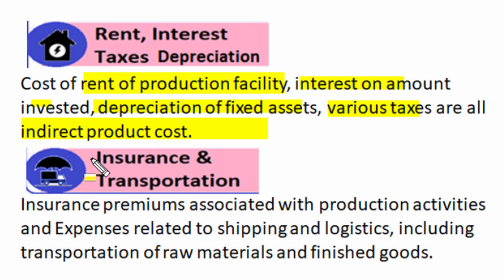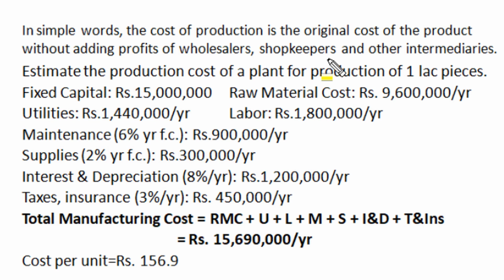Similarly, we have to pay insurance premium for several production activities, and we have to meet out expenses which are related to shipping and logistic, that include transportation of raw material and finished goods. So they are also indirect cost component in our production. In simple words, we can say cost of production is original sum total cost of product without adding profits for wholesalers, shopkeepers, or other intermediators.